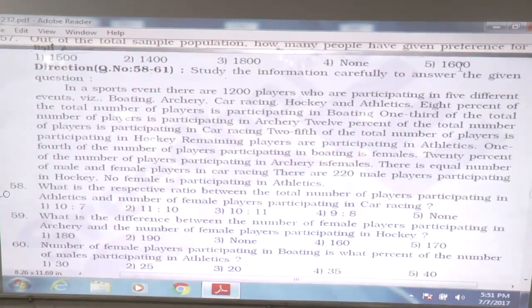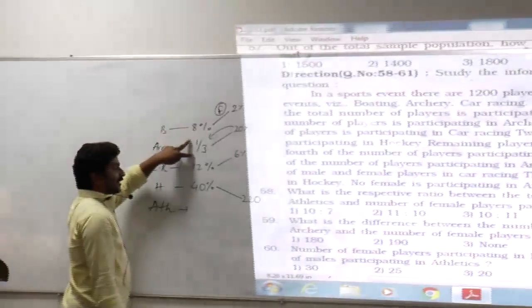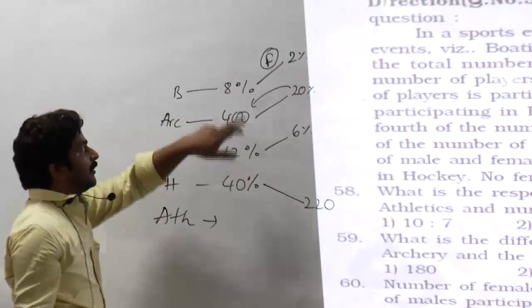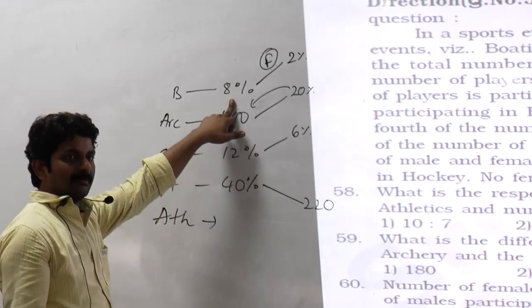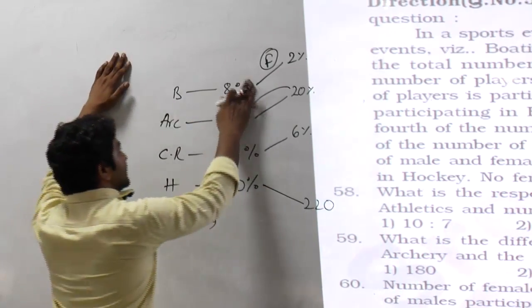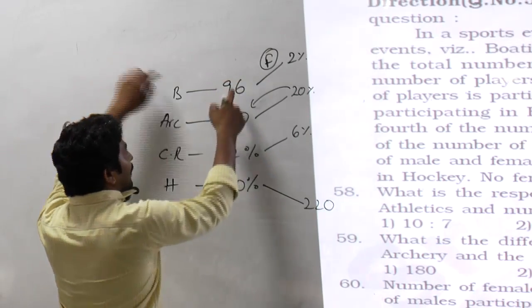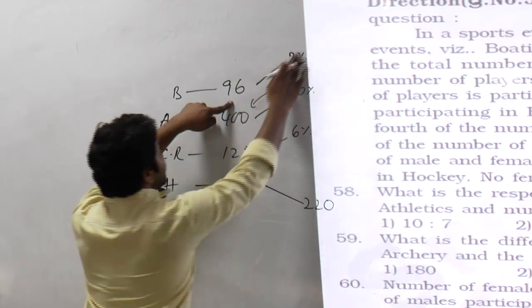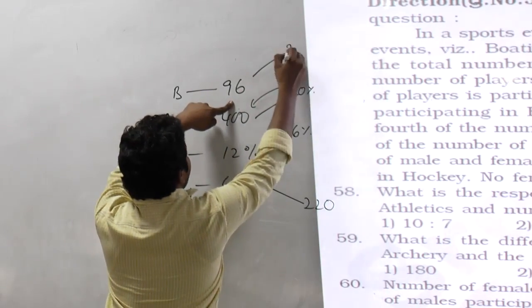1200. 1/3 is 400 here. 8% of 1200: 1% is 12, 8% is 96. Out of 96, 1/4 is 24.